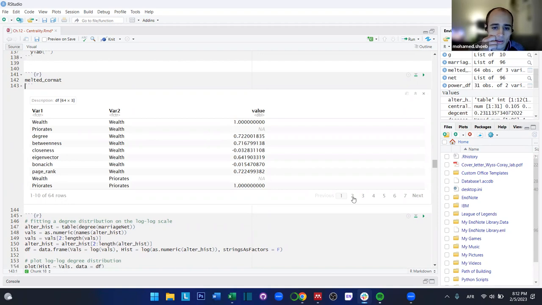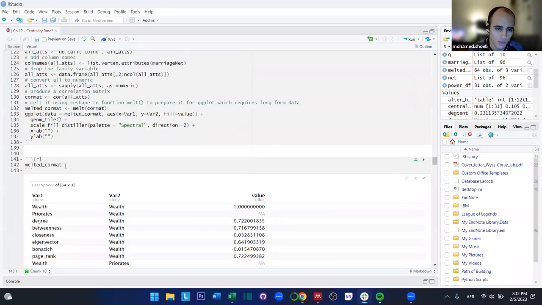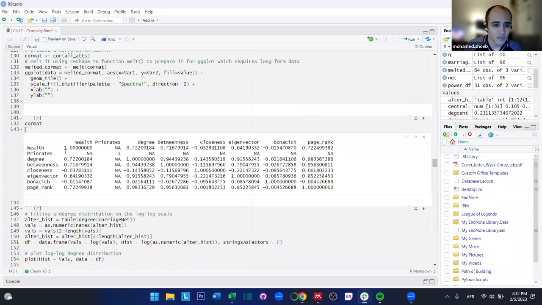But anyway, you could go on. I think maybe it has to do with the way it was treated. Maybe it was not actually a numeric value. This is why it was NA.